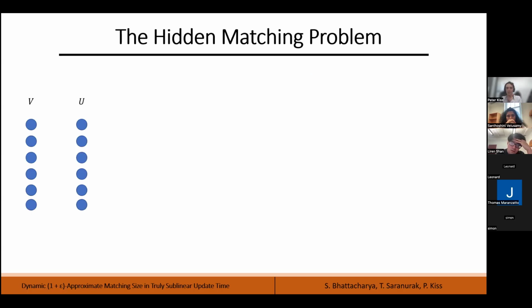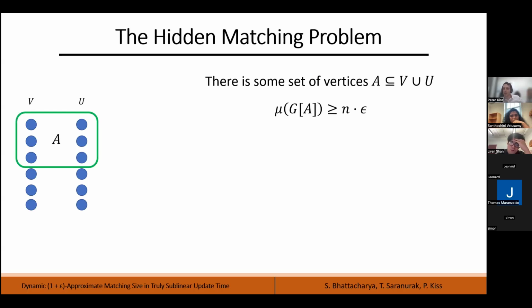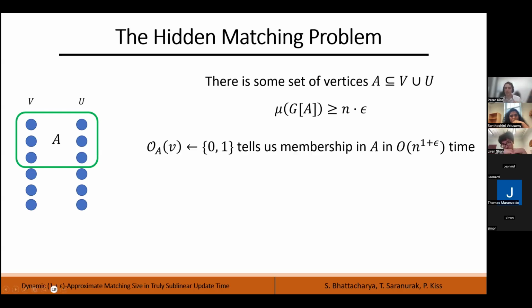So the hidden matching problem is the following. There's some, say, bipartite graph, it might even be bipartite, but not necessary, which has some hidden subset of the vertices A. Something like this. I know that inside of A, there's a relatively large matching, say n times epsilon, but I don't know the vertices of A. What I do know is that I'm given an oracle which can tell for one specific vertex of the graph, sorry, whether it is part of A or not. And it runs in slightly superlinear time than n.